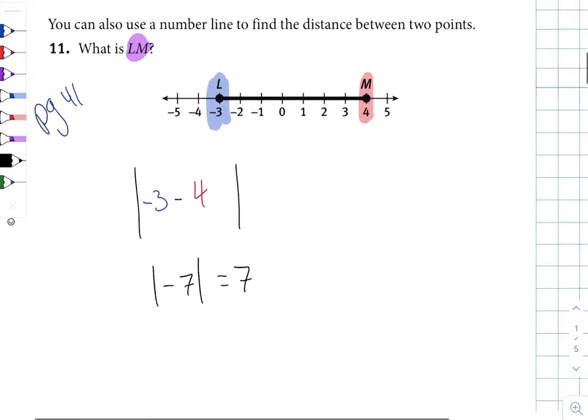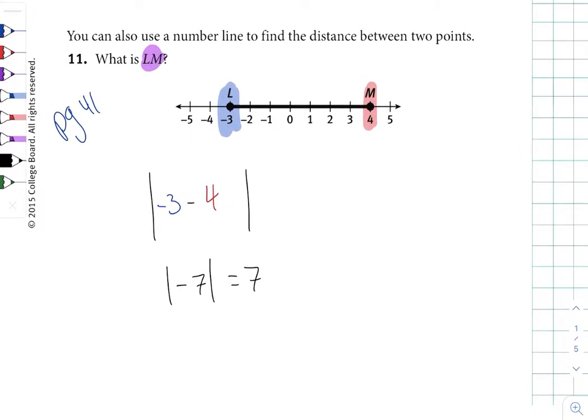In case you don't remember, absolute value is distance from 0. So distances can't be negative, so how far is -7 from 0? It's 7 away from 0, so 7 would be the positive answer here.